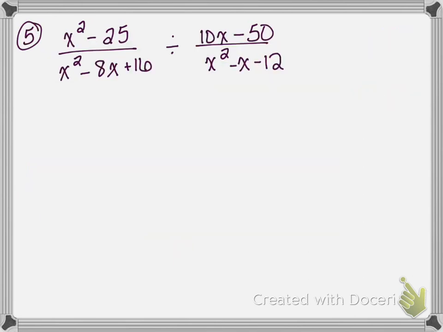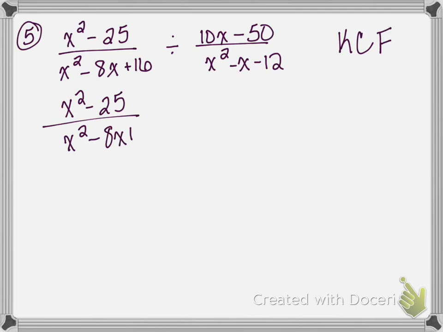Number 5, x squared minus 25 over x squared minus 8x plus 16 divided by 10x minus 50 over x squared minus x minus 12. So we are going to keep, change, flip first. Some students decide to factor and keep, change, flip at the same time. Just be very careful if that's what you do. I'm changing my division sign to multiplication, and then I am doing the reciprocal. x squared minus x minus 12 over 10x minus 50.